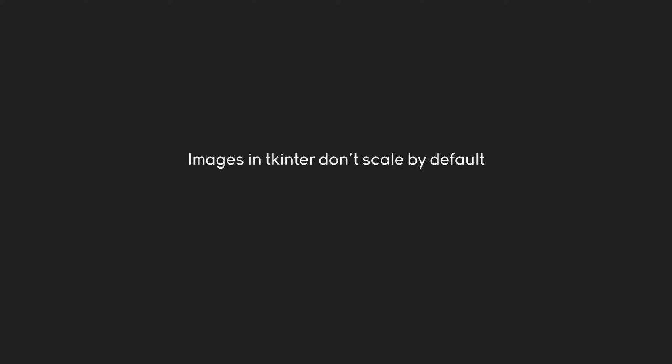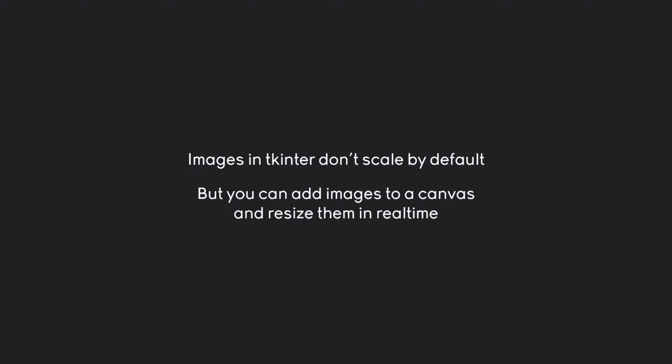The major problem that you have in tkinter with images is that images do not scale by default. We could have as large or as small of a window or any kind of container. The image, unless you add some custom code, is not going to update, which would break any kind of layout really fast. To account for that, we have to add an image to a canvas and then use the canvas dimension to update the size of the image.